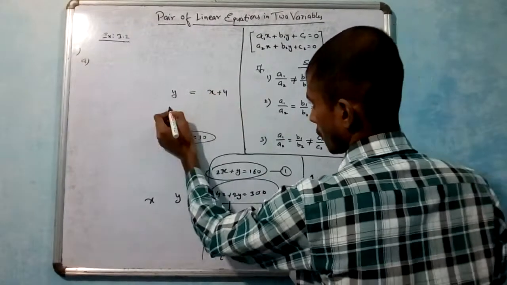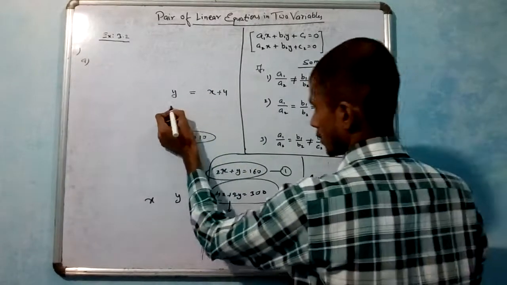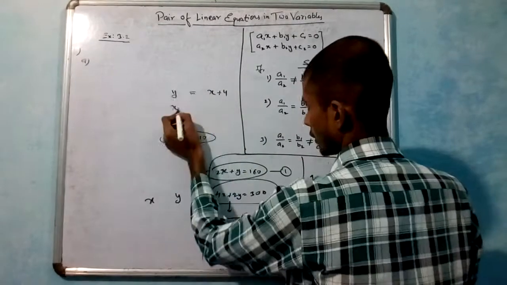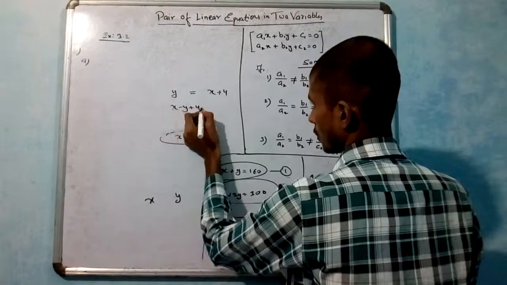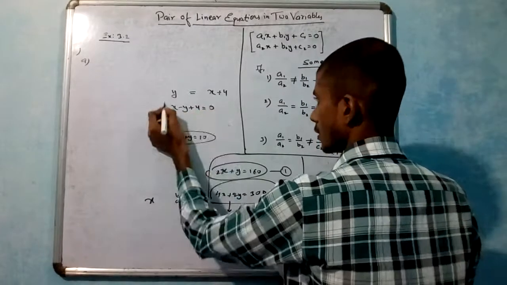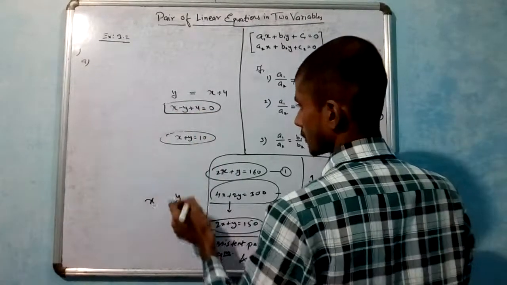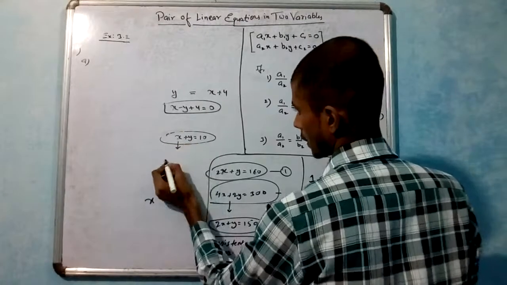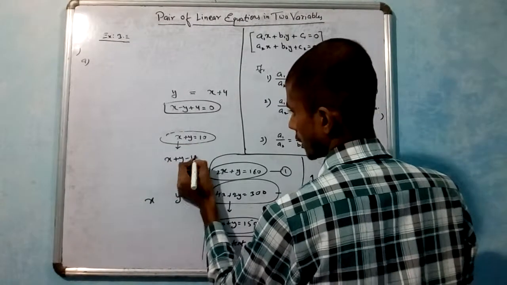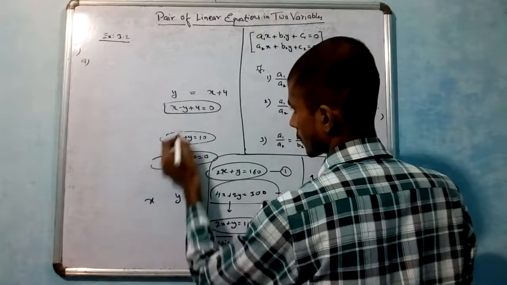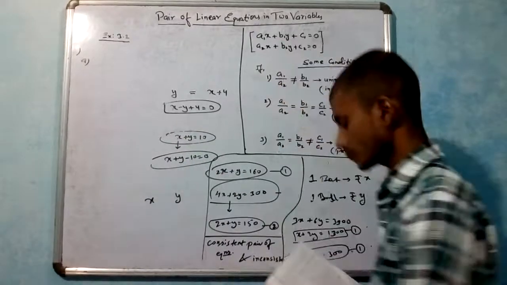This is our equation. Further we can bring all the things to one side. So we can write x minus y plus 4 is equal to 0, isn't it? And the other we can write like this, x plus y minus 10 is equal to 0. Standard form.